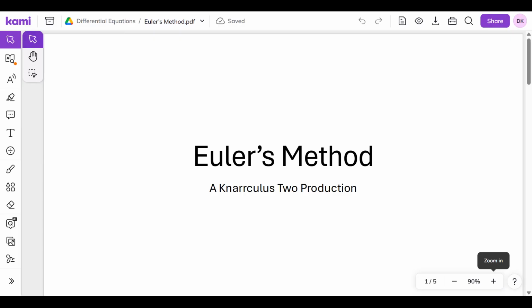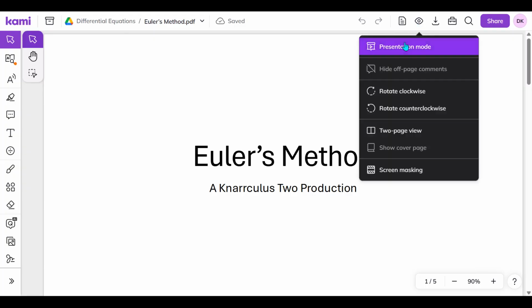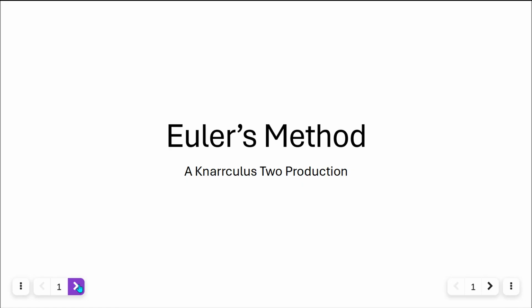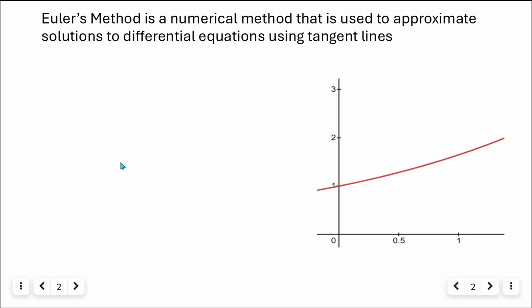Today we're going to be learning about Euler's method. It's a numerical method that you can use to approximate the value of a function using tangent lines. So let's take a look, see how this works, and we'll go from there. So again, Euler's method is a numerical method that's used to approximate solutions to a differential equation using tangent lines.